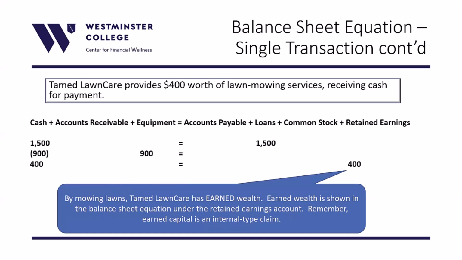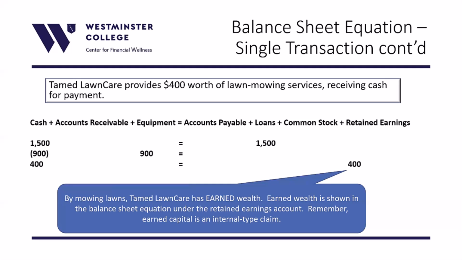All right, another transaction example. Okay, TLC mows lawns and receives some cash. It's important to remember that in this transaction, TLC is mowing lawns. That's what TLC does as a business. It's their operations. Thus, this is an earnings type transaction. Do you remember which claims account we use to indicate earnings equity or earned equity? We talked about it before, and it's the retained earnings account.